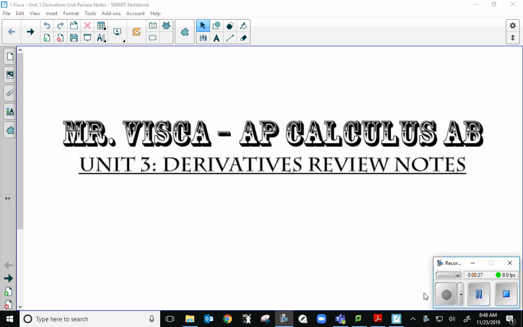I'm excited about this unit because to me this is where calculus really starts and takes off. Unit 2 was on limits and continuity, and that is important to understand where derivatives come from. But to me, derivatives is really the start of this upper echelon of mathematics that we call calculus. All right, so I'm psyched. Let's get right into it.